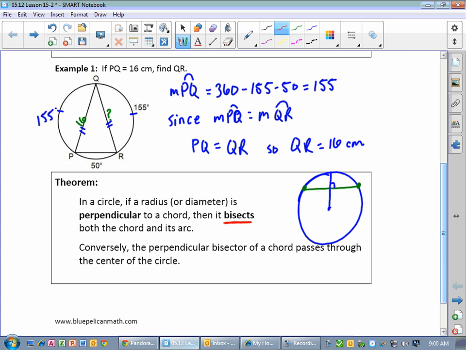Now the word bisect means cuts in half, which means that this must be congruent to this, right, the segment. And this must be congruent to this. And if we do the converse of that, the perpendicular bisector of a chord has to go through the center. So if you're ever trying to find the diameter of the circle, the easiest way to do it is you draw a chord, then you draw the perpendicular bisector of that. And that's your diameter. Okay, so let's apply that theorem.